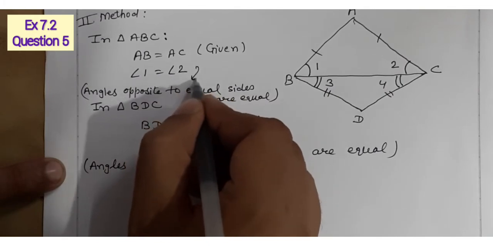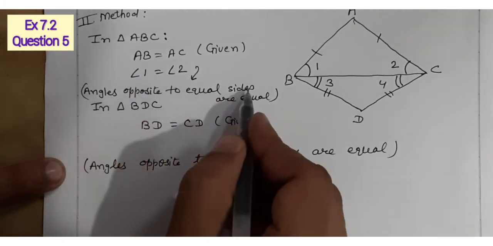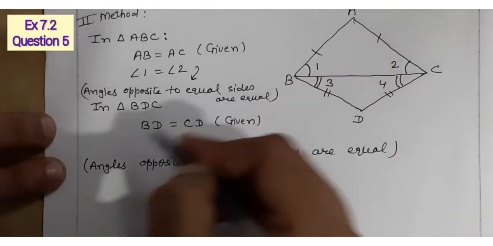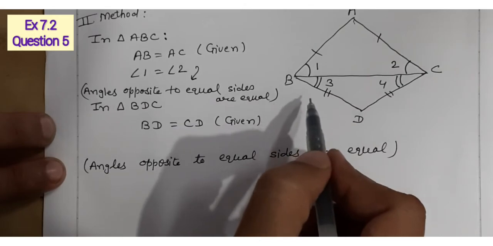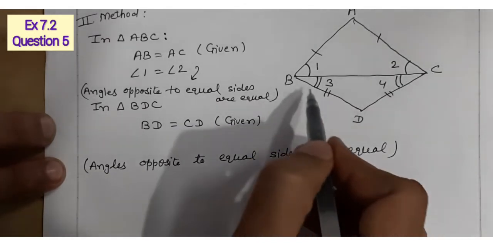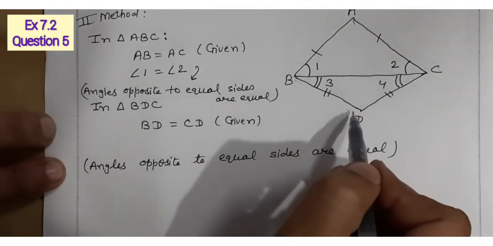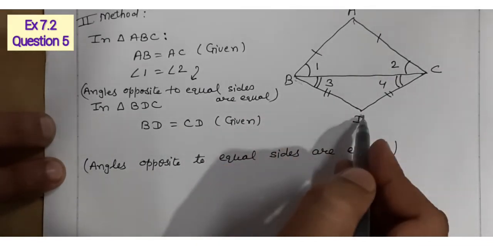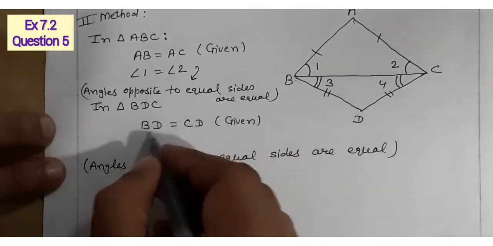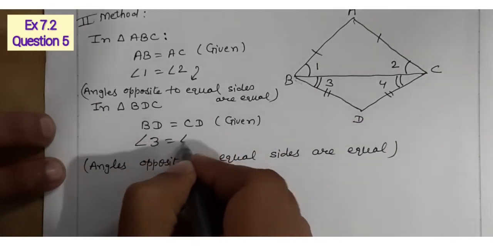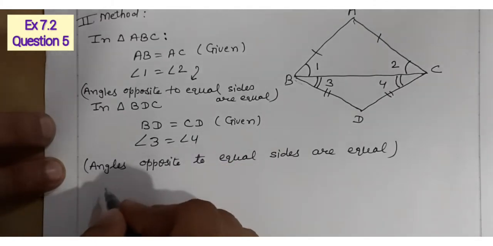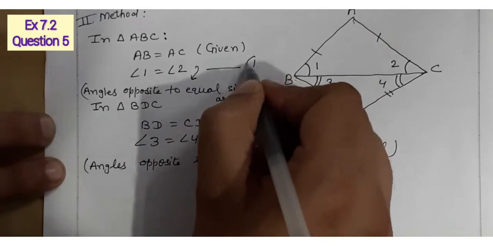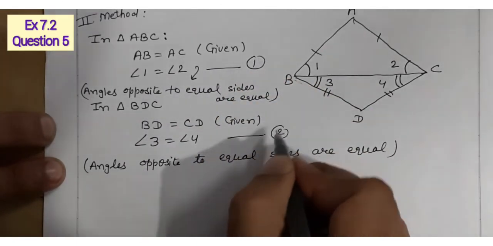And what is the reason? The reason is angles opposite to equal sides are equal, in triangle ABC. Similarly, I am taking triangle BDC. In this one, the two sides BD and CD are both equal, as given. If these two sides are equal, then these two angles should be equal. Angle 3 will be equal to angle 4. The reason is angles opposite to equal sides are equal. This is equation 1 and this is equation number 2.